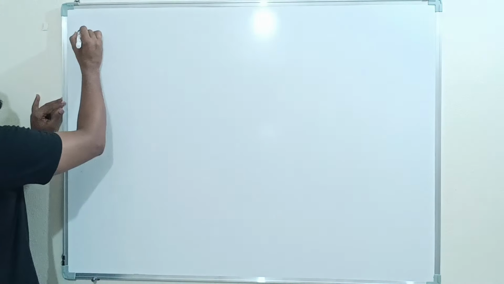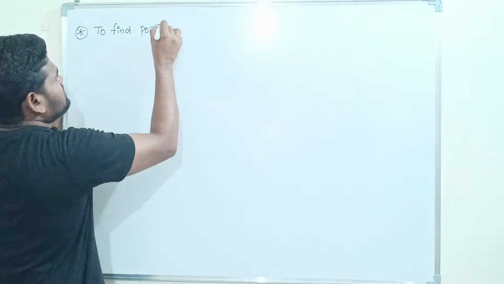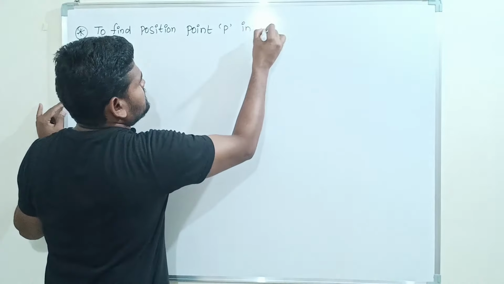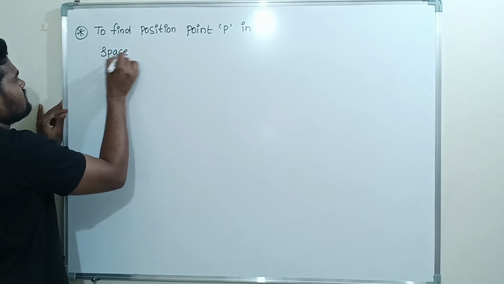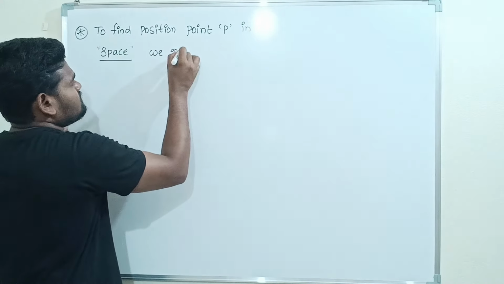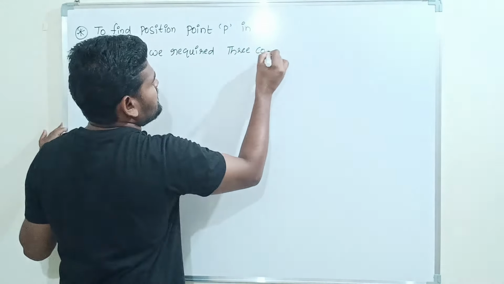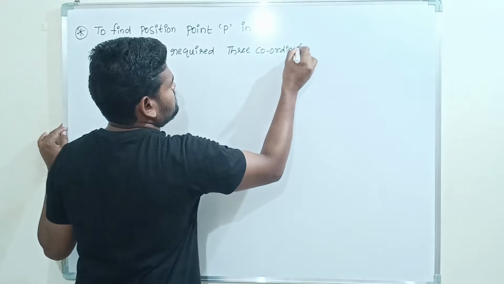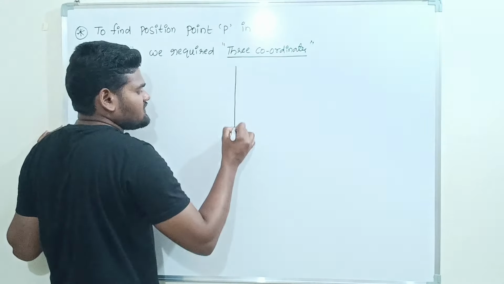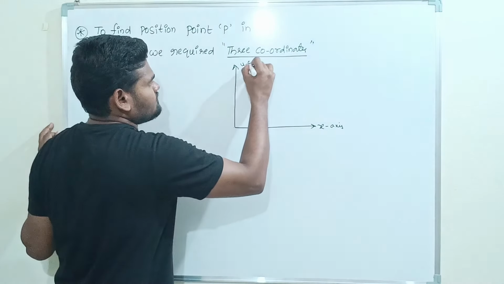So the next concept is to find the position of a point P in a space. To find the position of a point P in a space, we require three coordinates. Space means three dimensions, consisting of the x-axis, y-axis and the z-axis.